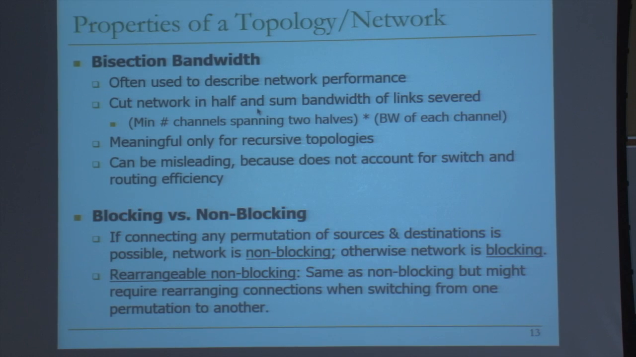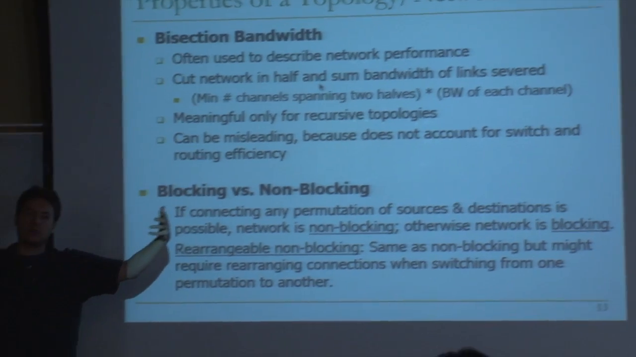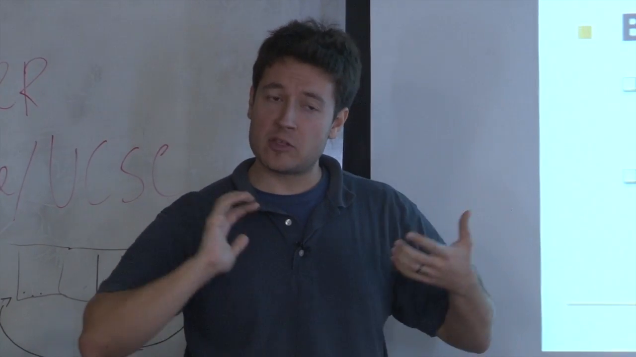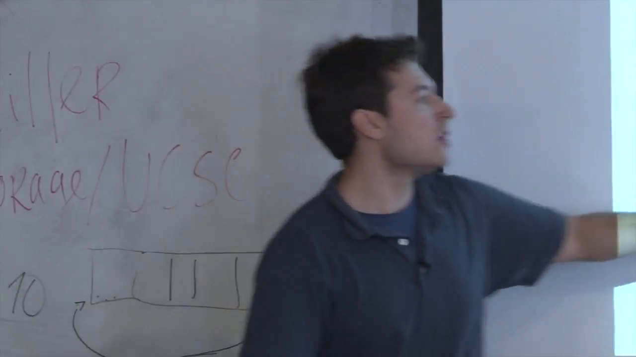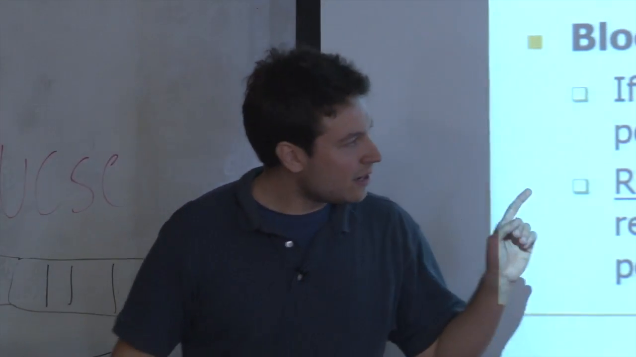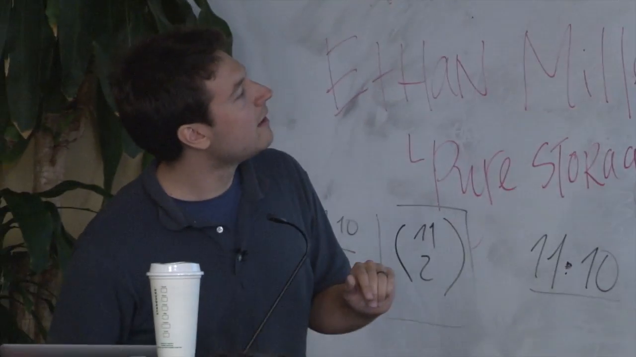Okay, and the last property we're going to look at is whether a network is blocking versus non-blocking. This can be a little bit tricky to get, so we're also going to do an example. So what this says is, if I have a network that's connecting, let's say, 8 endpoints with another set of 8 endpoints, and you give me any permutation of these endpoints connected together, if the network can connect them and allow them to talk at full speed, then the network is non-blocking. It doesn't block. If it cannot, then it's blocking. But be careful here, because this can get somewhat tricky.